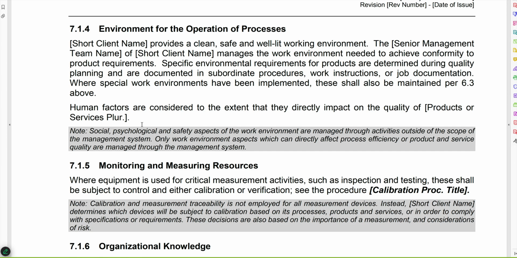Then we have another section, section 7.1.5, monitoring and measuring resources. So here we talk about the fact that when equipment is used for critical measurement activities, such as inspection and testing, these shall be subject to control and either calibration or verification. And again, we refer to a procedure.